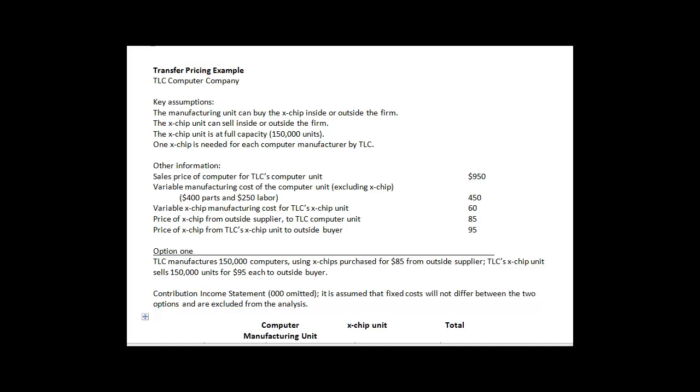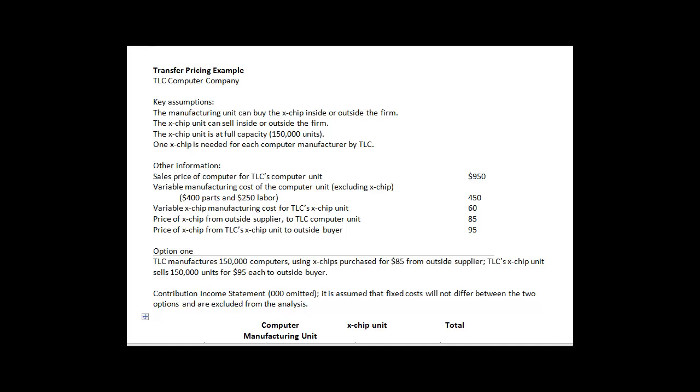Key assumptions. The manufacturing unit can buy the X chip inside or outside the firm. The X chip unit can sell inside or outside the firm. The X chip unit is at full capacity at 150,000 units. One X chip is needed for each computer manufactured by TLC.